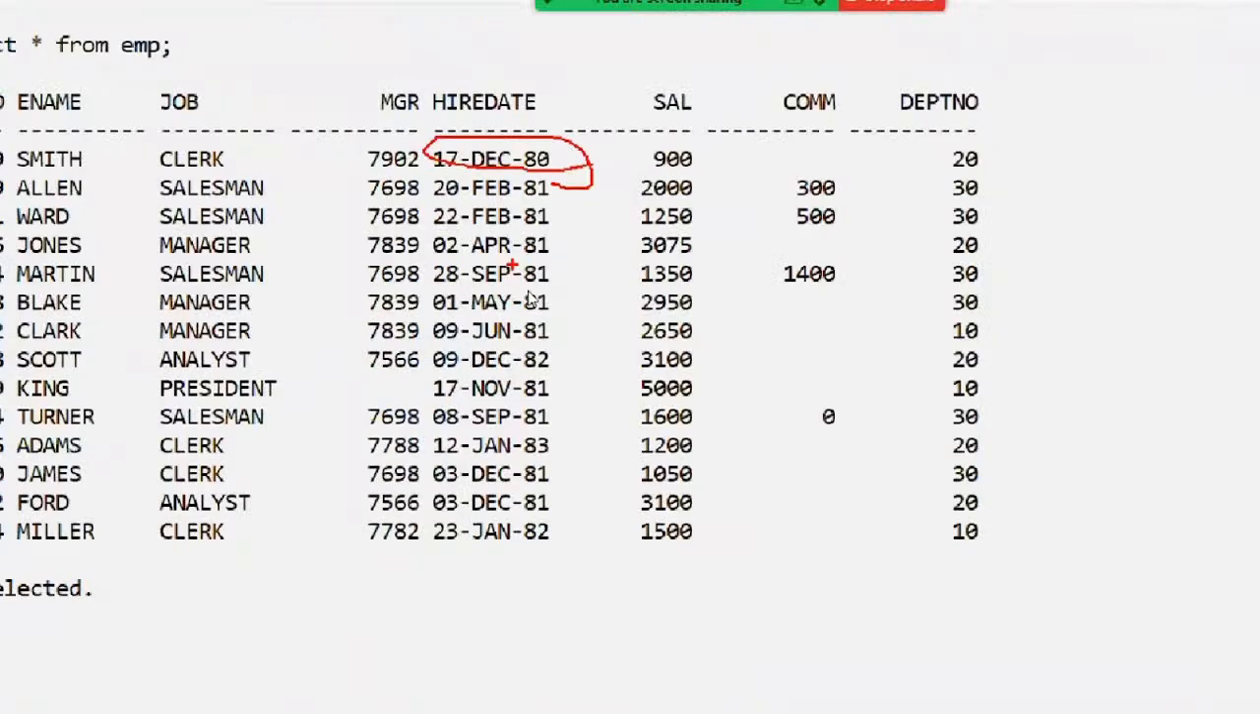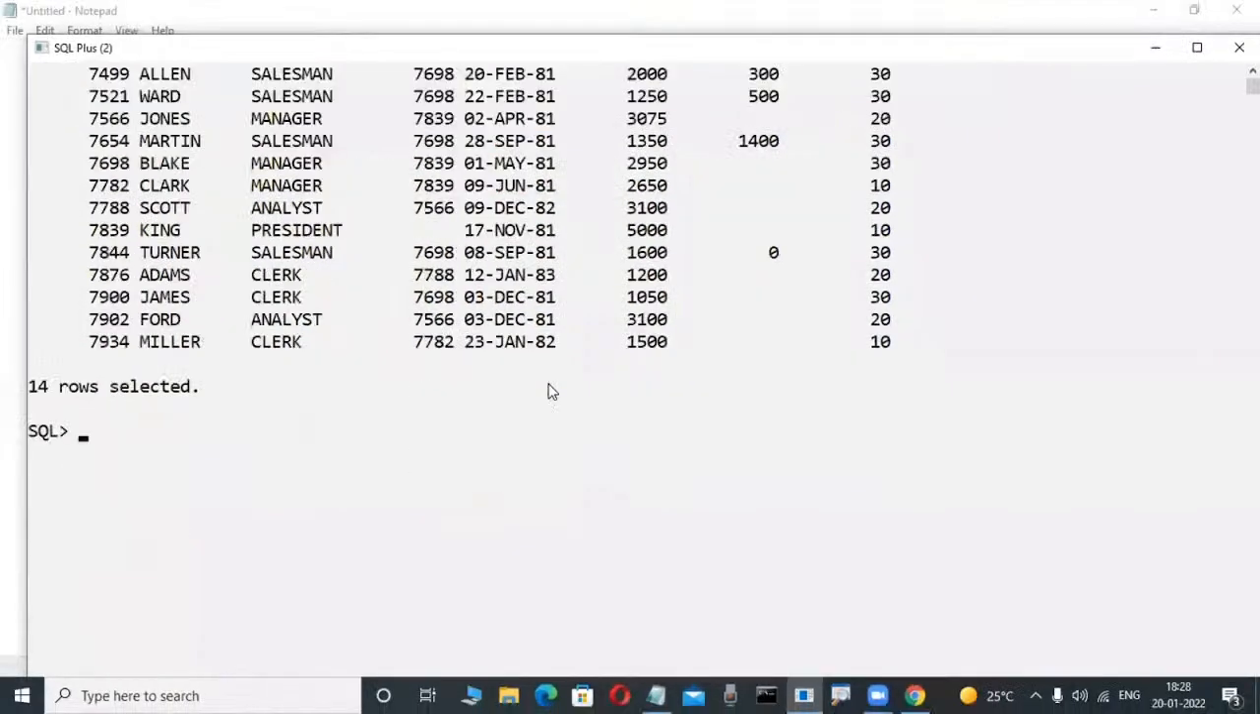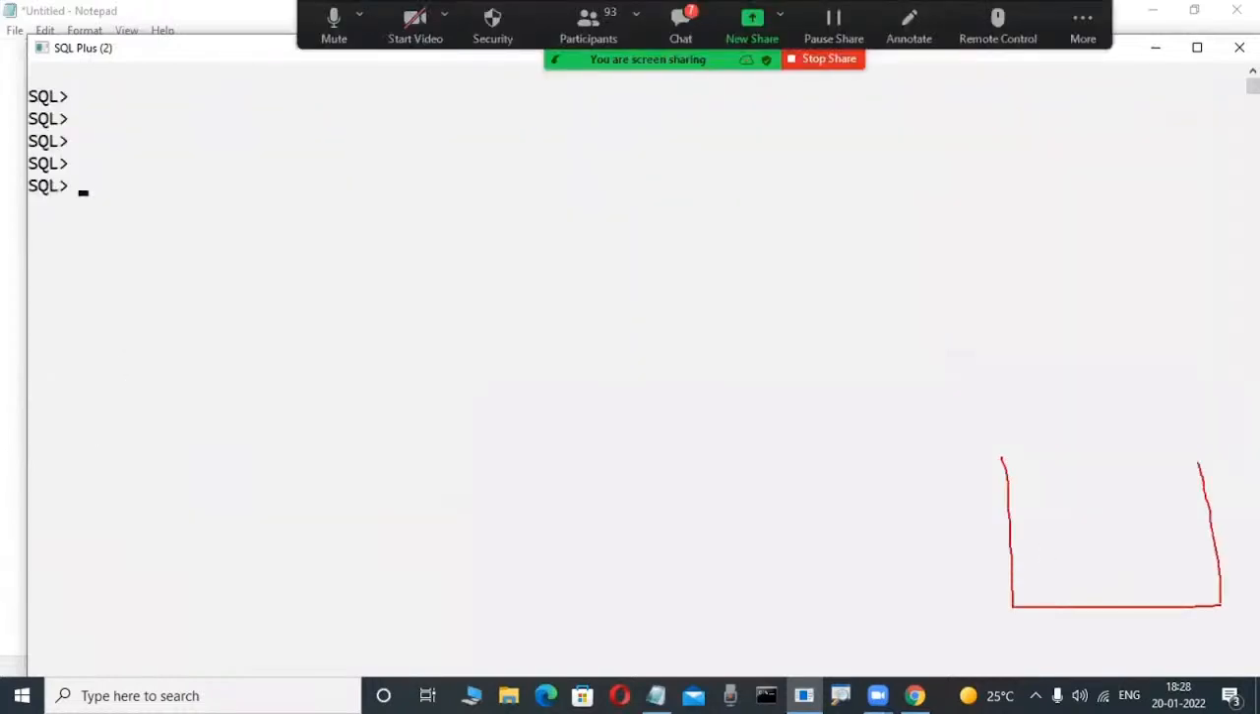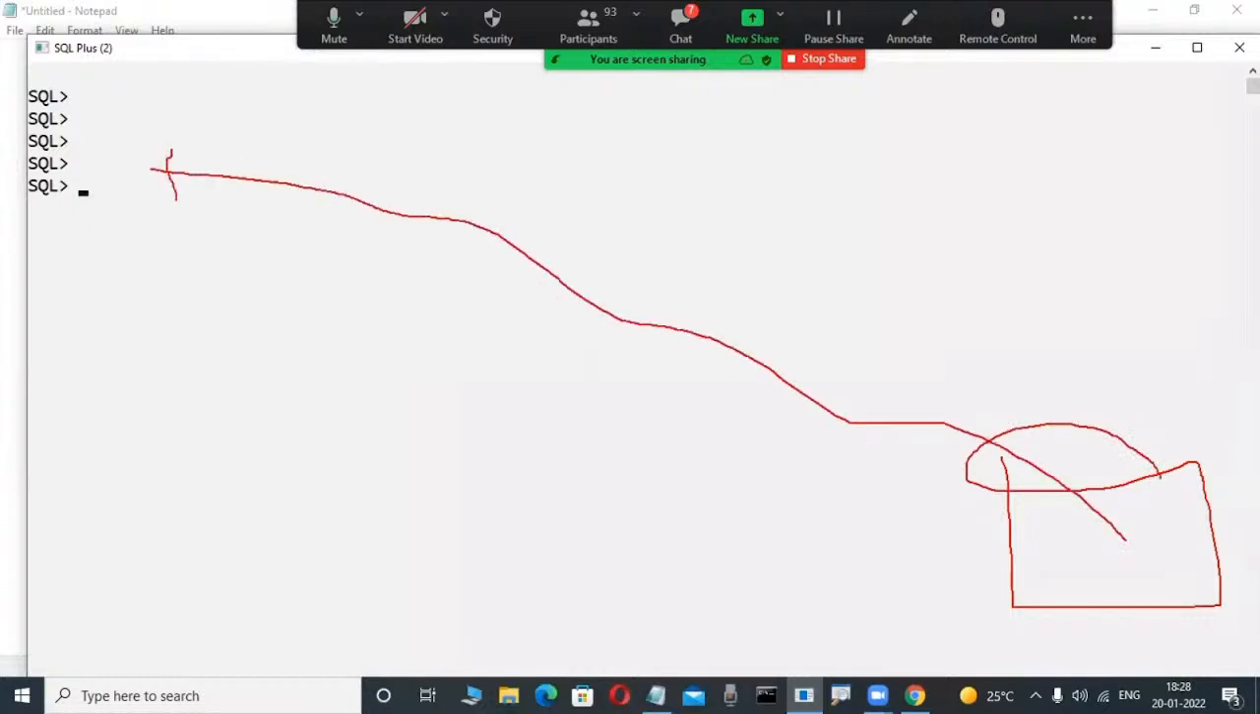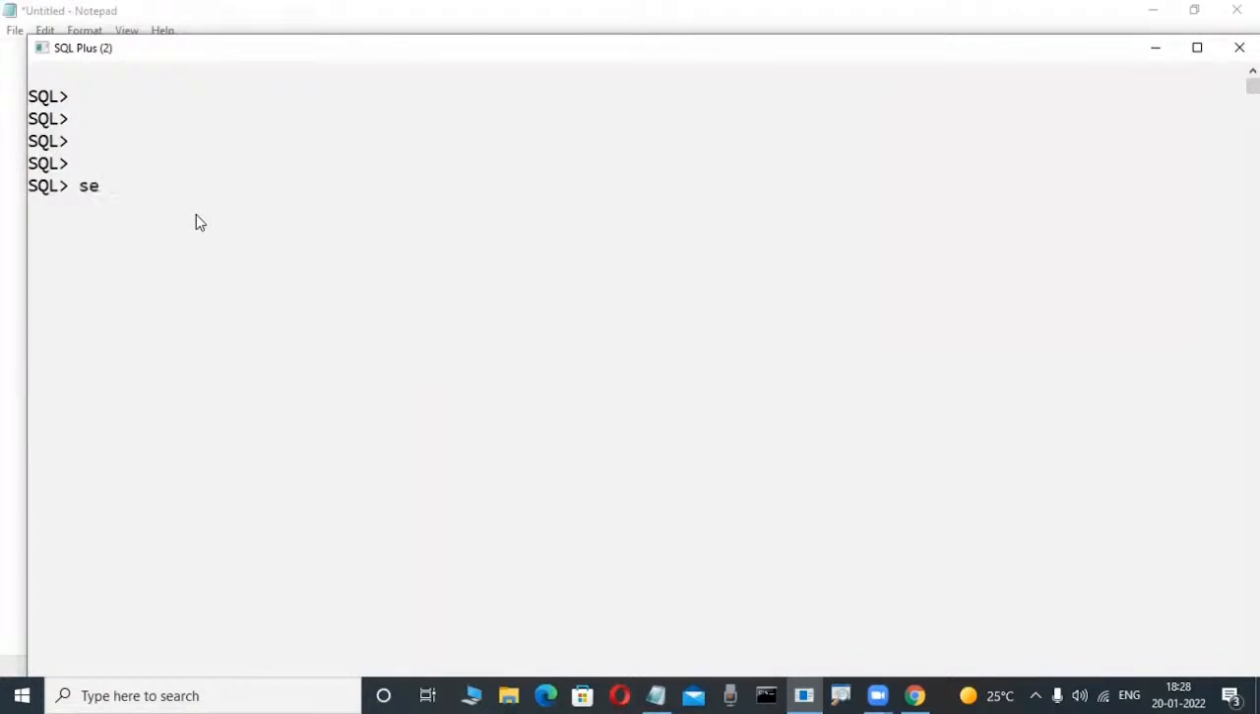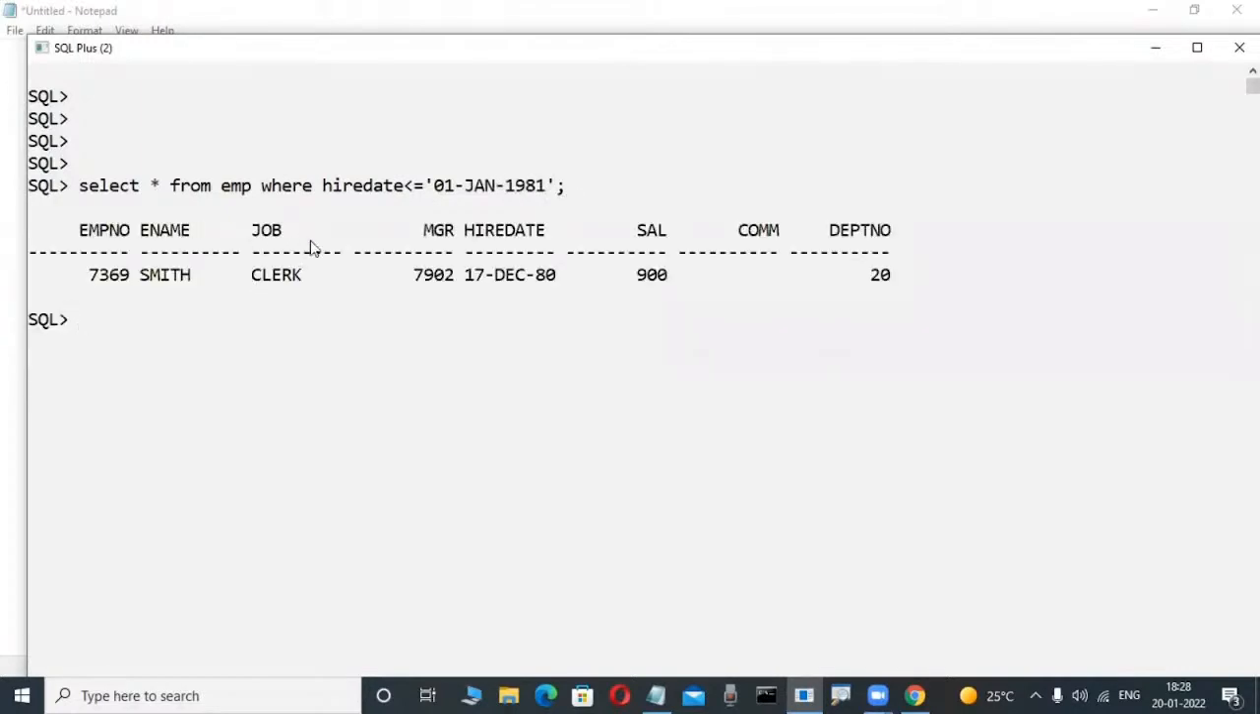If I want those employees' details in my project, and you are a SQL programmer, then somewhere the data is there. How do they fetch this data? They write queries. These are called queries. Select star from table name where hire date is less than or equal to 1st January 1981. They just write the query, and the data is displayed automatically.